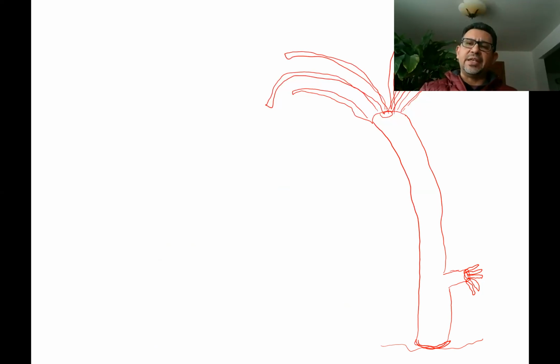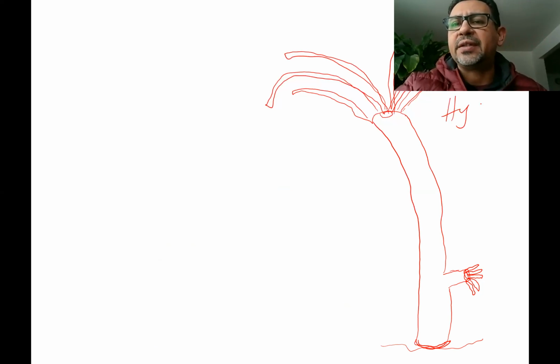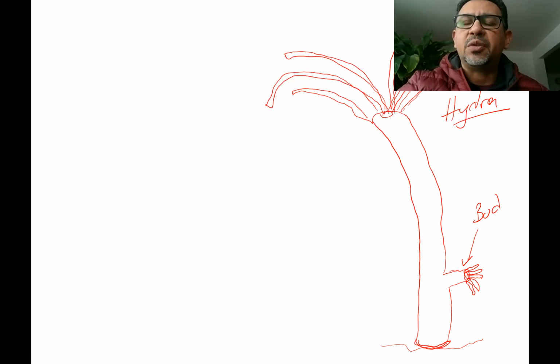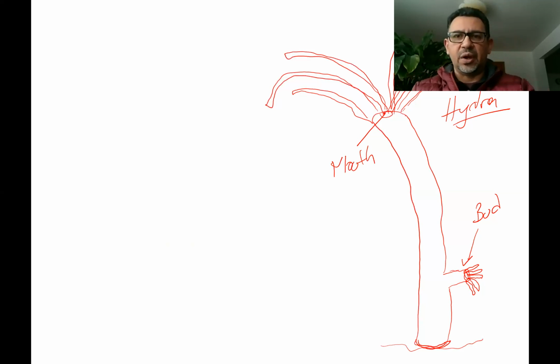And so by now you get the idea of what I'm trying to do. This is an example of a hydra, and you're going to be labeling that. This is going to be the bud. This is going to be the mouth. These are going to be tentacles. And you're going to be labeling those things you're drawing.